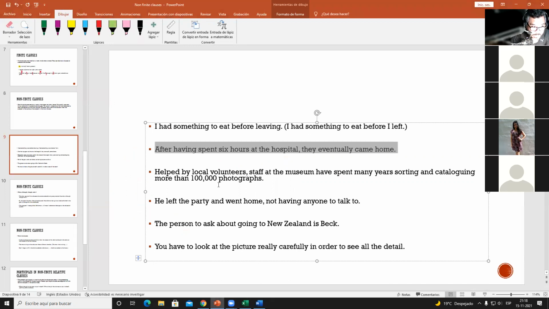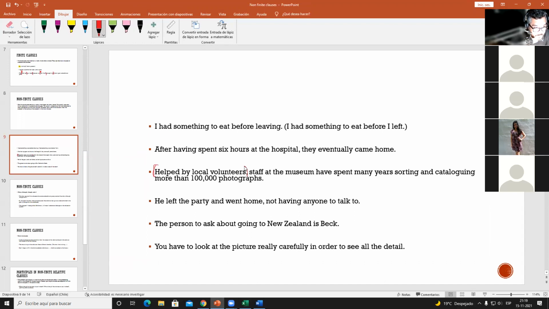This is long. Helped by local volunteers, staff at the museum have spent many years sorting and cataloging more than 100,000 photographs. Here, what you can see is the presence of this non-finite clause acting as an adverbial, right? This is a different type of clause because it is an ED clause. How do I know it's an ED clause? Because the verb has an ED form, right? Helped. And it works in the same way as the other one, right?